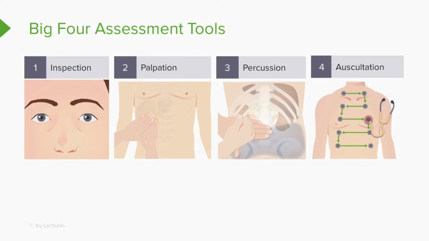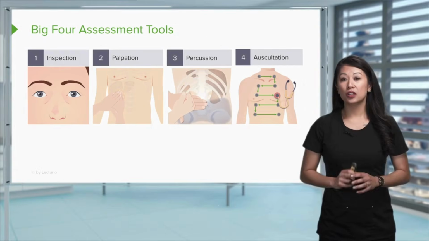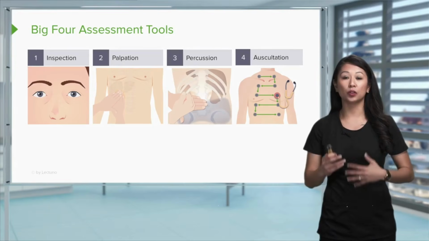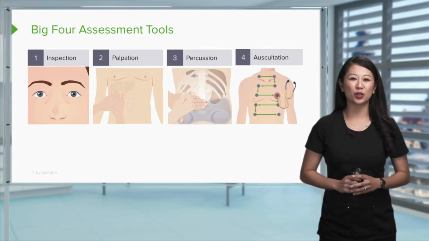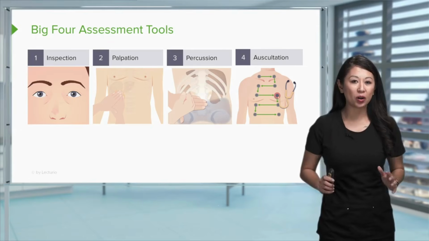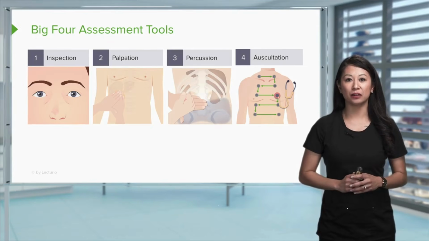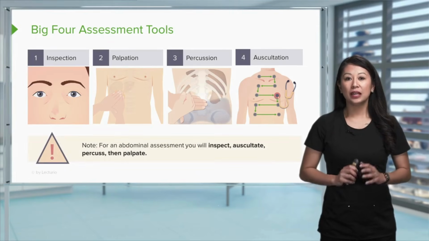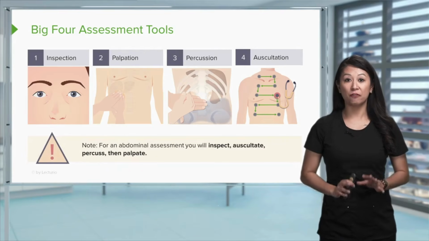And next is where we get to use what we call our ears, otherwise known as our stethoscope. This is the practice of auscultation, meaning we're listening. We're using our stethoscope and listening to different parts of the body. We can pick up all kinds of important assessment details.